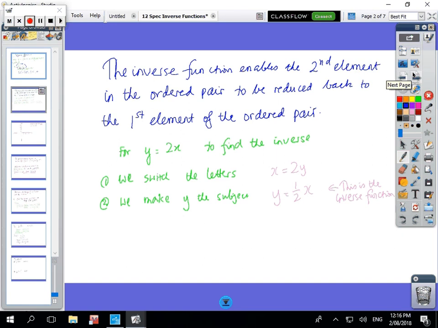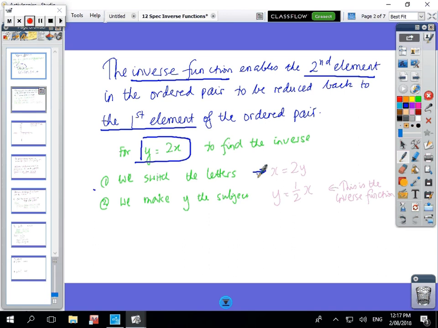So what we're going to do now is look at an inverse function, which enables you to go from the second number of the ordered pair back to the first number. So for instance, if y equals 2x, which is our example, what we need to do is find out how we can reverse it. And there's two steps. The first step is you switch the letters, so y becomes x and x becomes y, and then we just make y the subject of that new formula. So just divide by 2. So this is a formula where we could go, say, like the coordinate was (5, 10), we can go from 10 back to 5 by halving it. And this is called the inverse function.